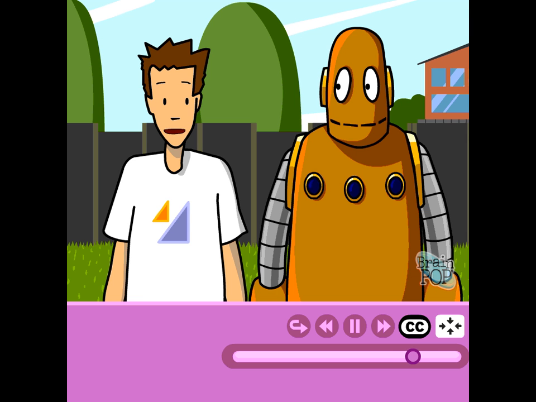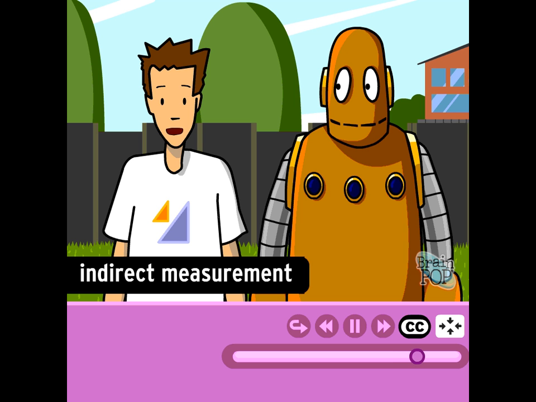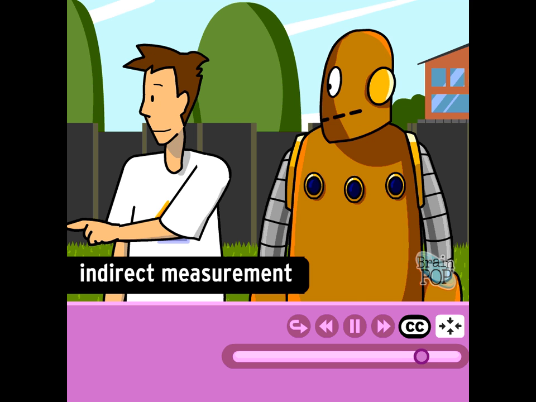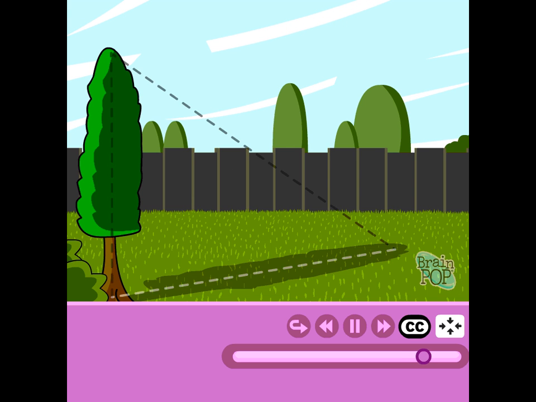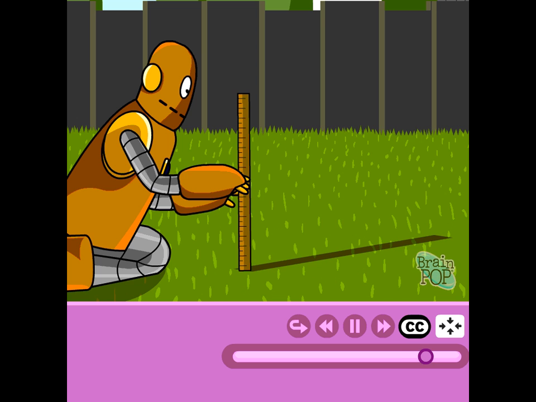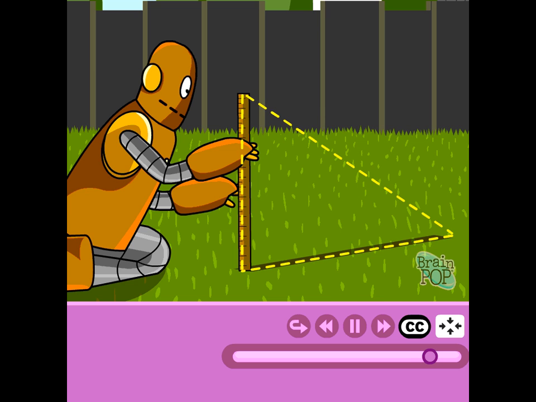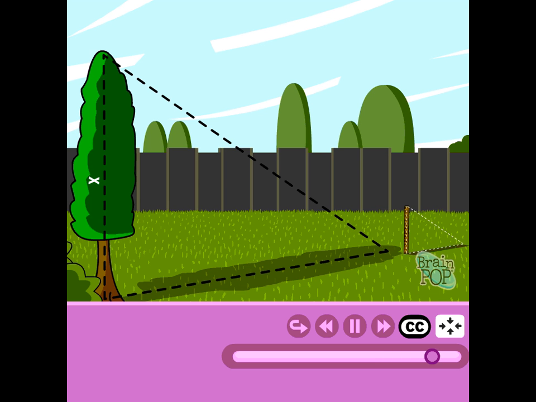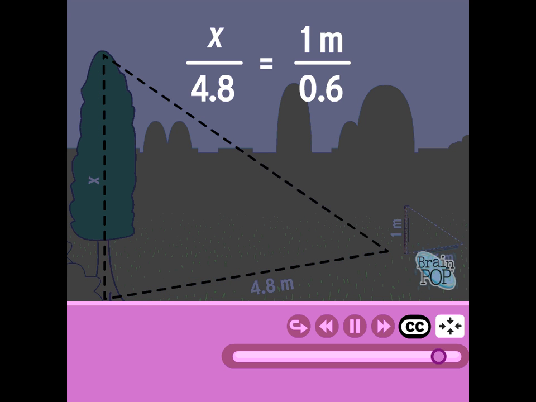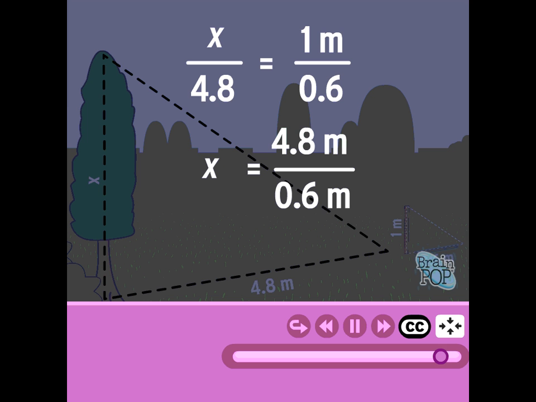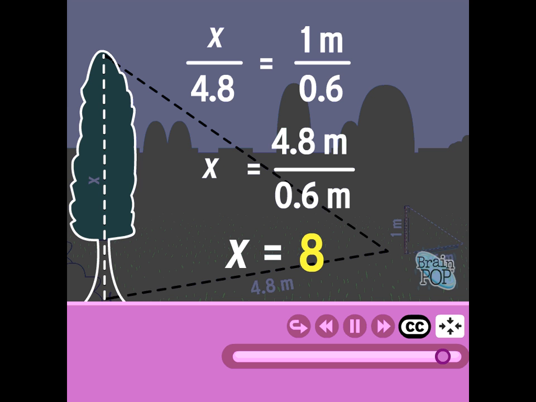Sure, there's plenty of things you can do with similar figures. One is called indirect measurement. That's a way to measure things that are way too big to measure directly, like how tall that tree is. See how the tree casts a shadow to make a triangle? Well, we can use a meter stick to create a similar shadow and triangle. We already know the length of the meter stick, 1 meter, and we can measure the length of both shadow lines on the ground. Now we make a ratio for the lengths we know and solve for x. The tree is 8 meters tall.